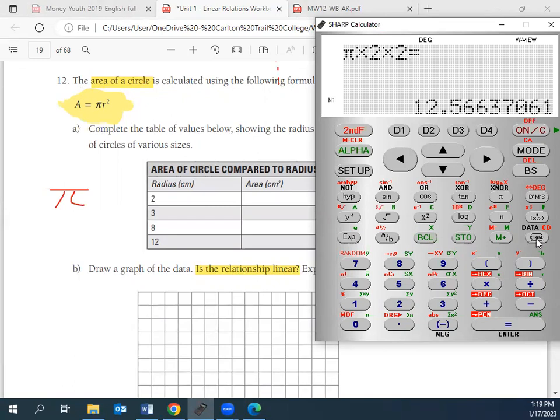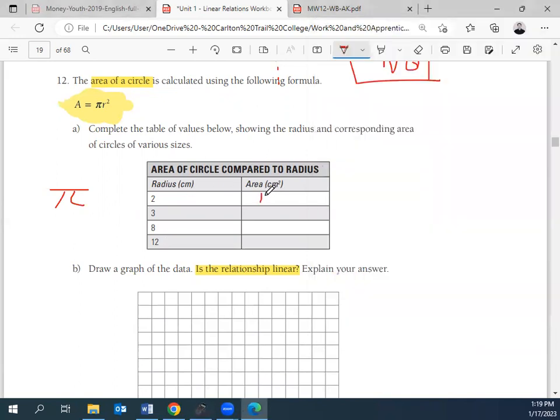We don't care what that is. I want to turn that into a decimal. In this case, the answer is 12.5 blah, blah, blah. Right now, I don't care about the decimals. I'm just going to say the area of my circle when my radius is 2 is 12. That's all I'm going to say.